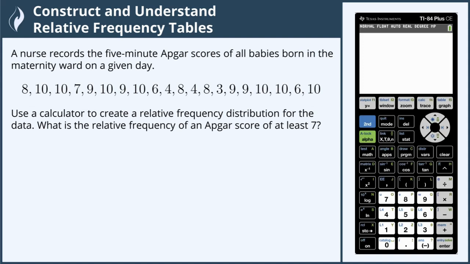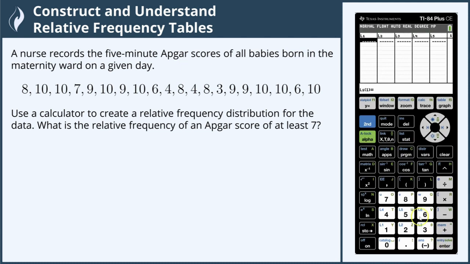A nurse records the 5-minute Apgar scores of all babies born in the maternity ward on a given day. We're going to use a calculator to create a relative frequency distribution for this data, and then we're going to use it to find the relative frequency of an Apgar score of at least 7. So let's start by entering our data into the list.